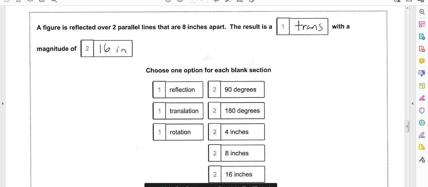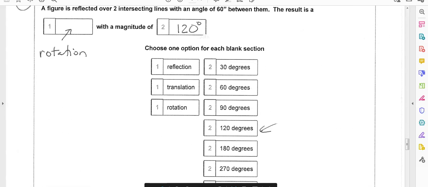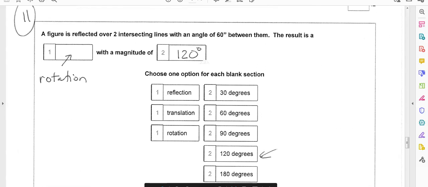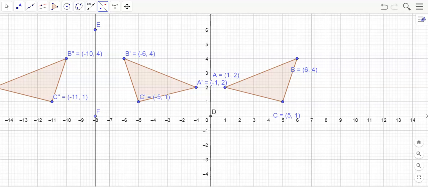Last problem says, what happens when you reflect over not parallel lines, but 2 intersecting lines with an angle of 60 degrees? Should be 60 degrees between them. Well, the result, whenever you reflect over intersecting lines, it ends up being a rotation. And similarly, it's going to be double the angle. So let's show this one in Geogebra.